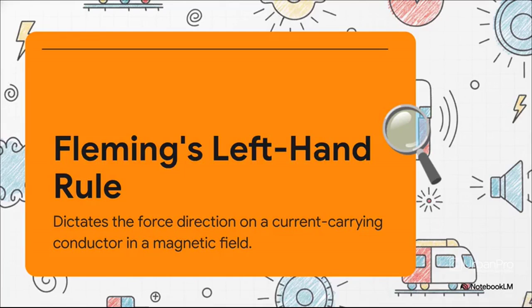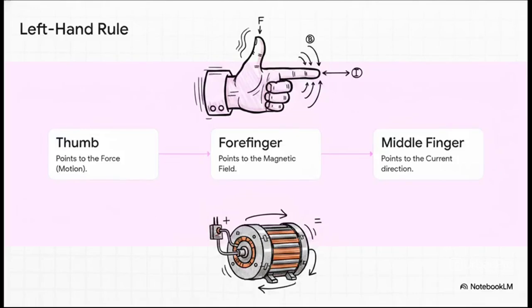They interact and create an actual physical push, or motion. Fleming's rule predicts exactly which way that push is going to happen. Okay, whip out your left hand for this one. Stretch your thumb, your forefinger, and your middle finger out so they're all perpendicular to each other, kind of like the corner of a room.